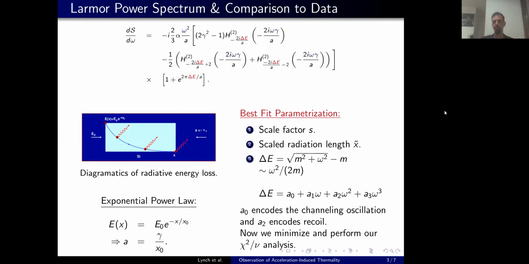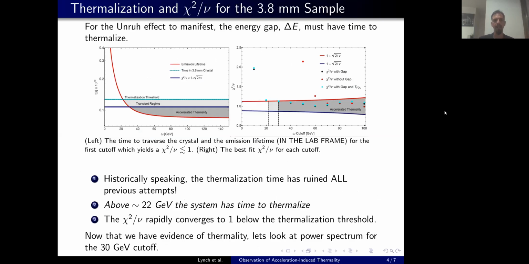In order to match this to the data, we adopt an acceleration profile based off of radiative energy loss, as well as a suite of best fit parameters to take into account detector efficiencies for the experiment. And the energy gap of our Unruh-DeWitt detector is this polynomial that you see down here on the bottom right, where the A0 term encodes the channeling oscillation, and the A2 term should encode the recoil or the radiation reaction. And then from there, we minimize and perform a chi-squared analysis.